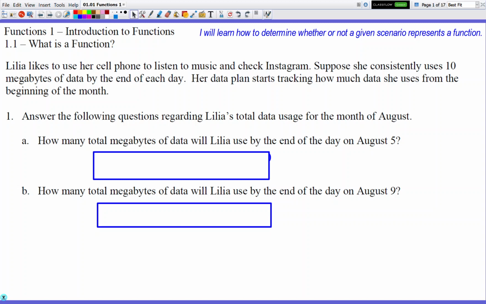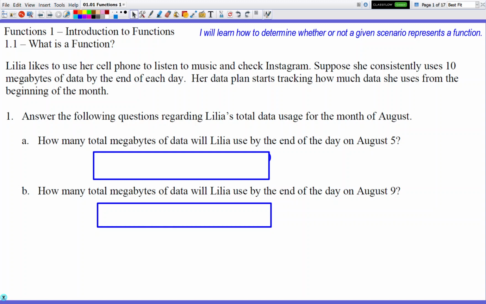The things that we know are she uses 10 megabytes of data a day, and she's been tracking how much data she uses for the whole month since the beginning of the month. It's August 5, so the number that we're going to plug in to get our answer is going to be a 5. That 5 is going to interact with another number based on how much she uses per day. When I make those two things interact via multiplication, then you're going to get some kind of total for the month. That's what we're going to base our formula on.